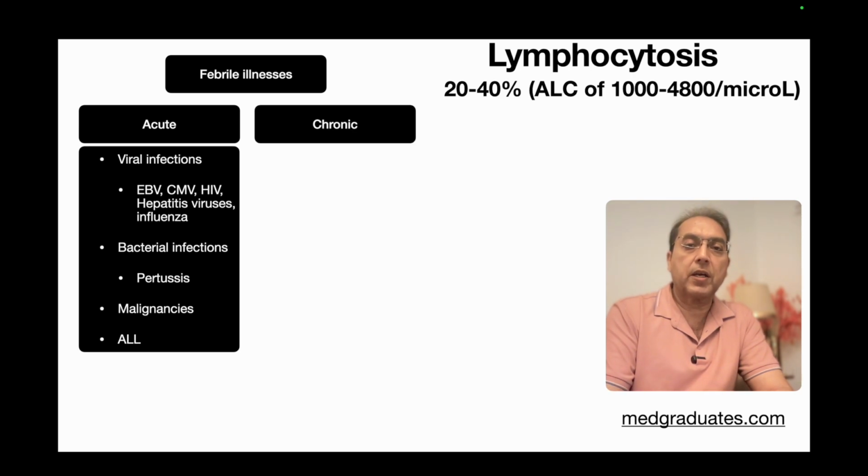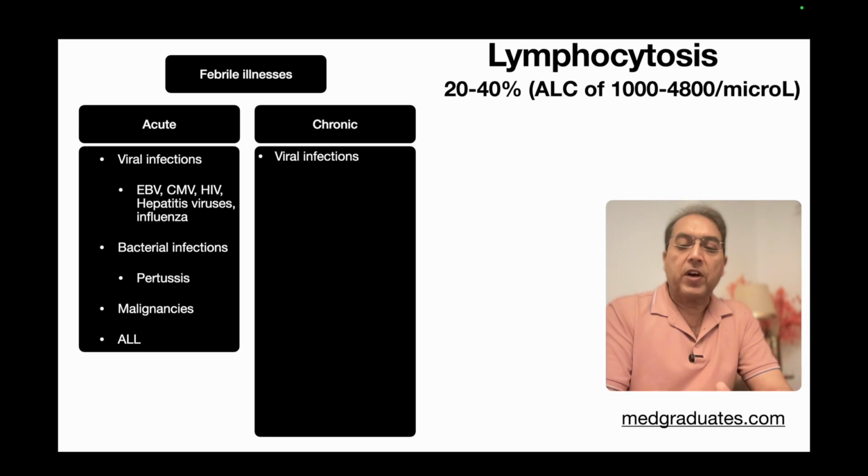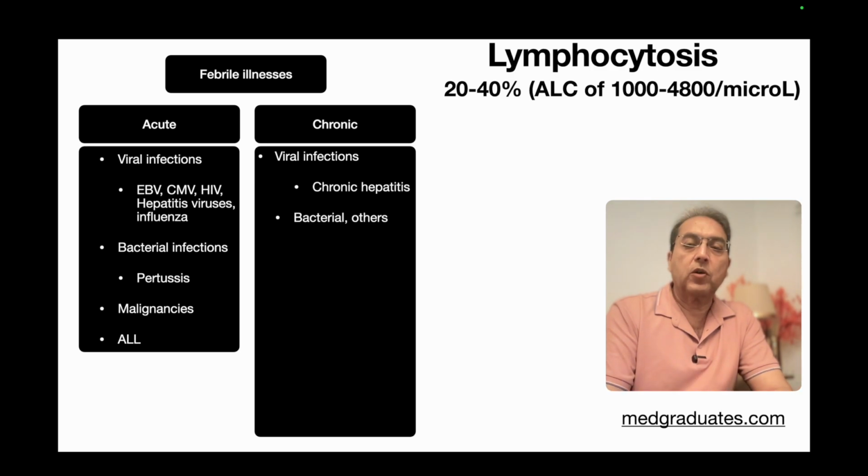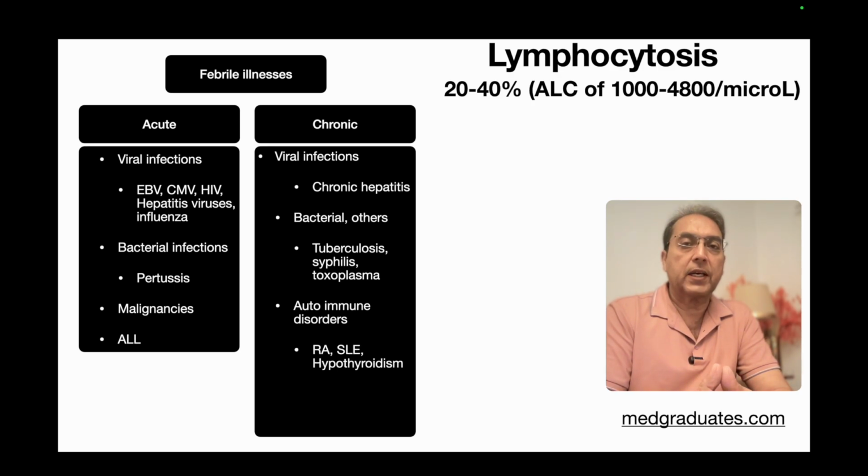Then there are chronic conditions like chronic viral infections. For example, chronic viral hepatitis like hepatitis B or C can be a reason for lymphocytosis. It's not a very common happening. And then you can have bacterial infections. Some other infections can cause lymphocytosis, like tuberculosis, syphilis or toxoplasmosis. They can cause lymphocytosis. And then autoimmune disorders like rheumatoid arthritis, SLE, or even hypothyroidism can be associated with lymphocytosis.